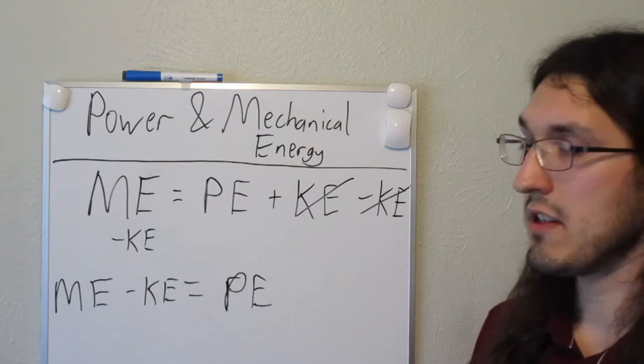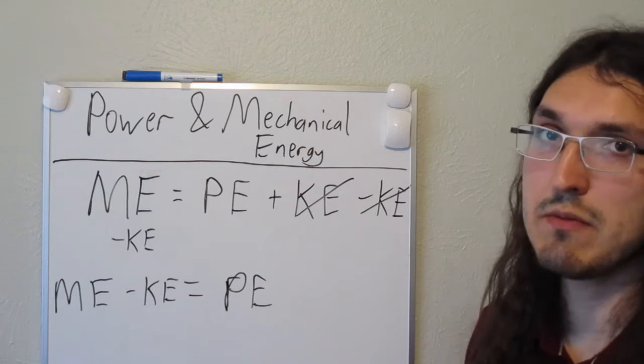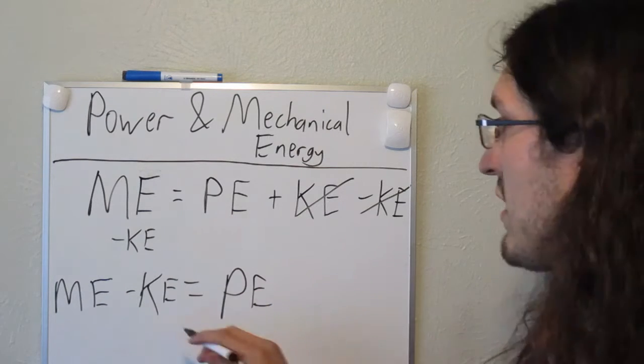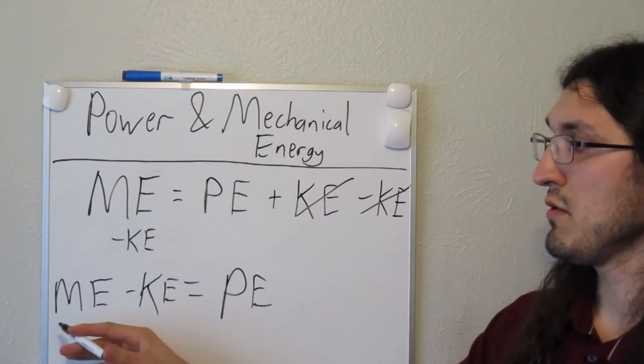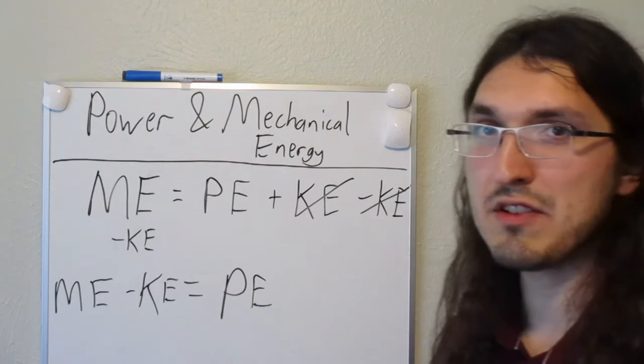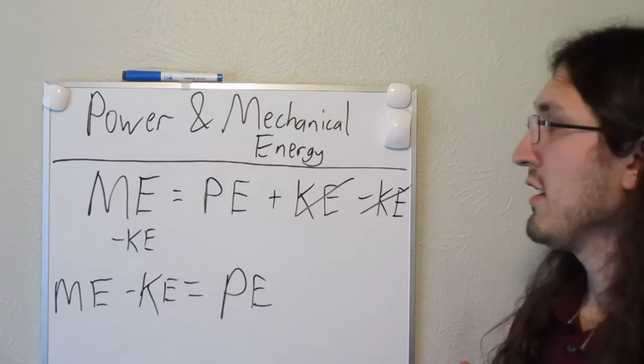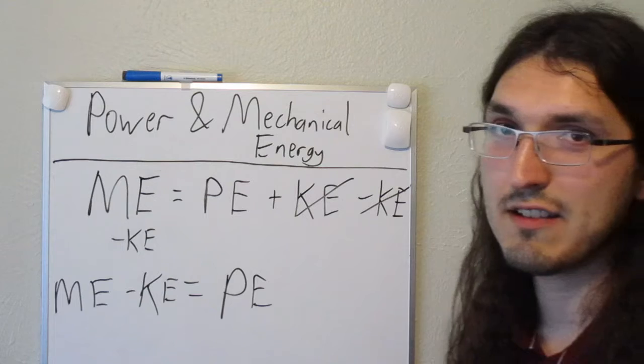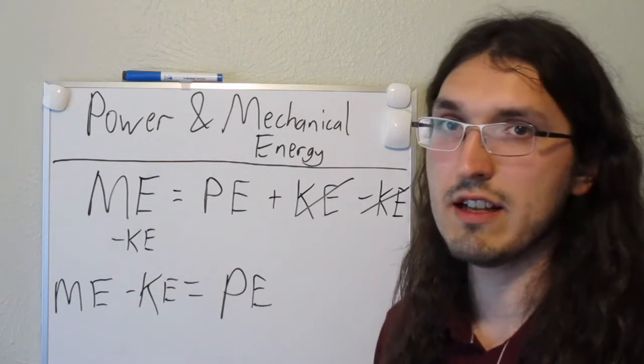And then vice versa, if I wanted to find kinetic energy, it would be the same thing, but they would just swap spots. It would just be kinetic energy is equal to the mechanical energy minus the potential energy. Okay, I'm going to go ahead and draw a picture now of an example that'll help you visualize what mechanical energy is in a particular system.